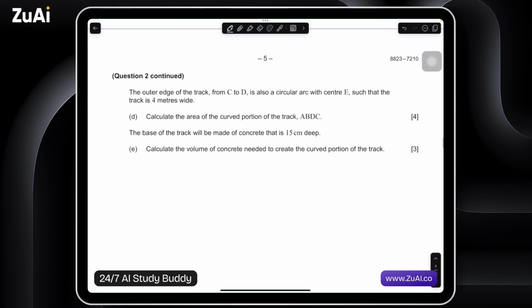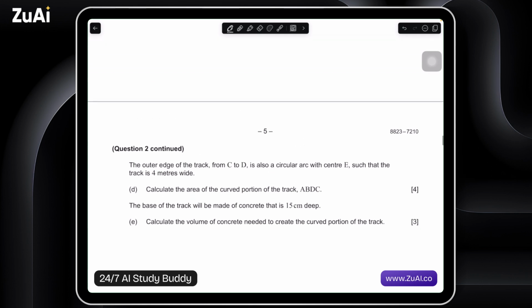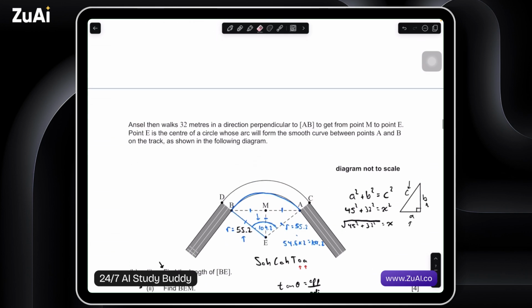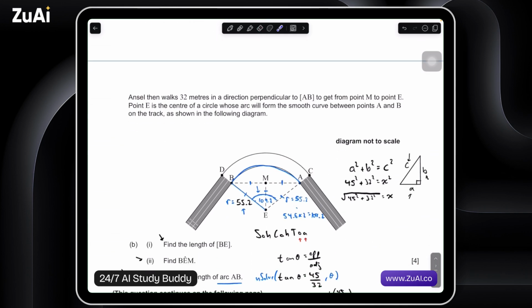The outer edge of the track from C to D is also a circular arc with center E, such that the track is 4 meters wide. Calculate the area of the curved portion of the track ABCD. So the outer edge of the track from C to D is also circular. From C to D, this is also a portion of a circle, and the width of this track is 4.